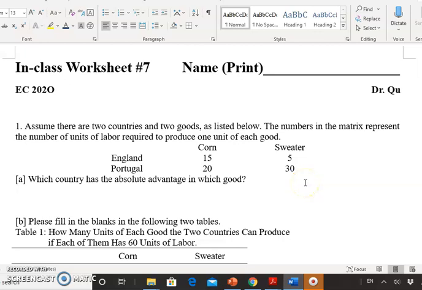In this video, we will work together on worksheet number 7. As we said in the previous videos, comparative advantage is a very important economic concept for us to understand how people or nations can benefit from trade, or why we live in these times of globalization.